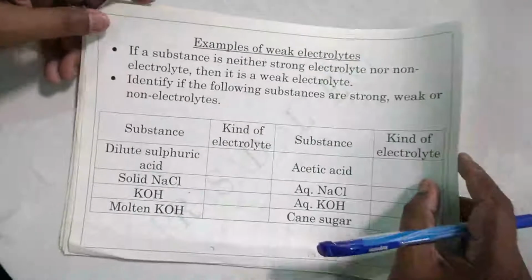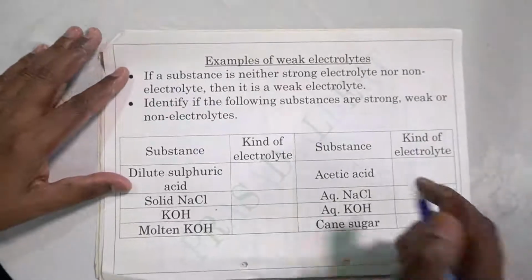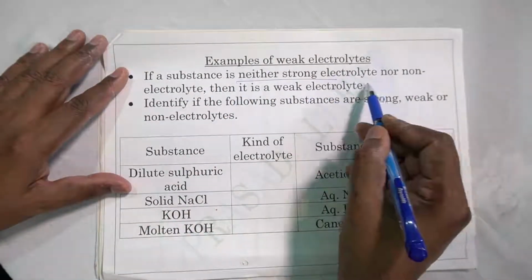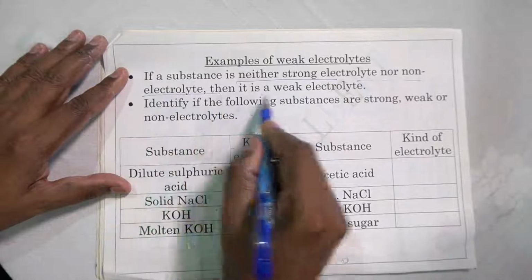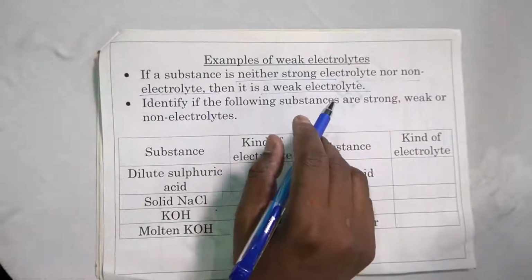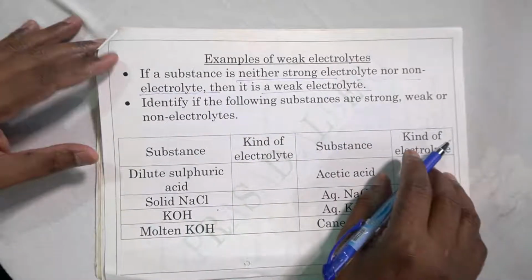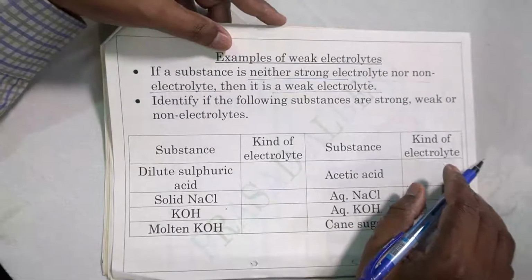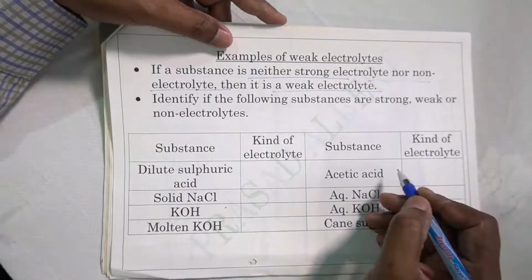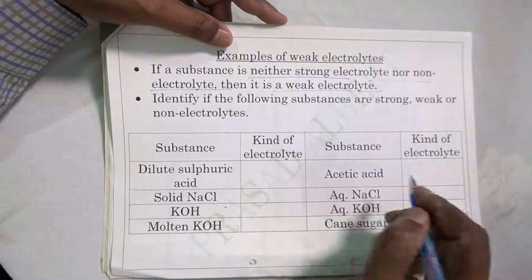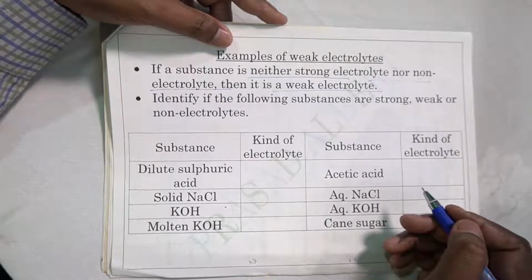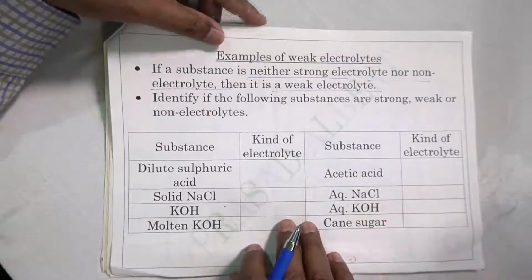Now, what is the example for a weak electrolyte? It's very easy to remember a weak electrolyte, because if a substance is neither a strong electrolyte nor a non-electrolyte, then it is a weak electrolyte. If it does not come under these two categories, it is a weak electrolyte. That makes it easy to identify a substance. So when you look at a substance, always think whether it is a strong electrolyte, weak electrolyte or non-electrolyte.